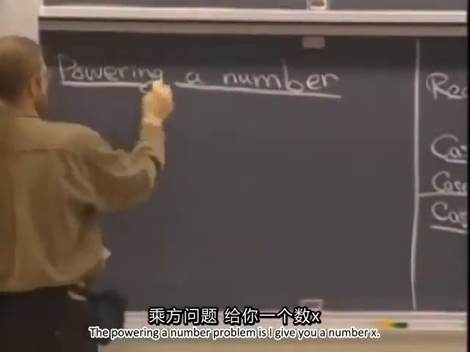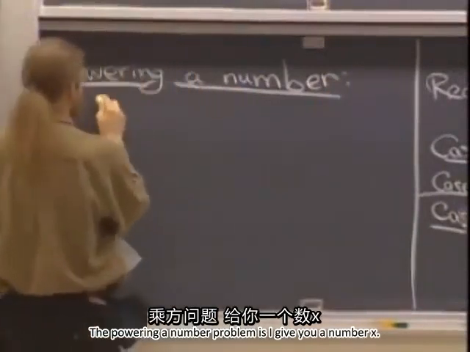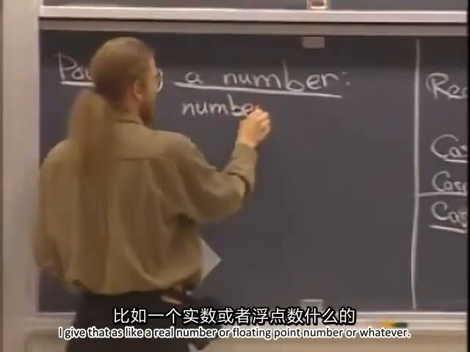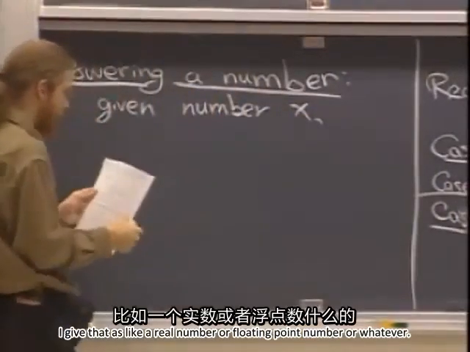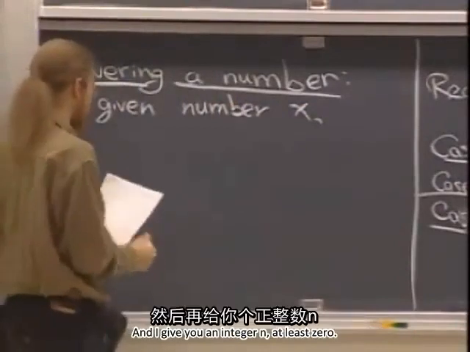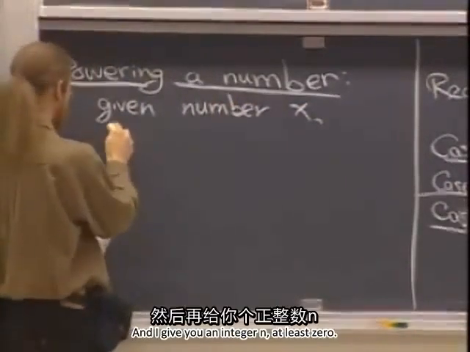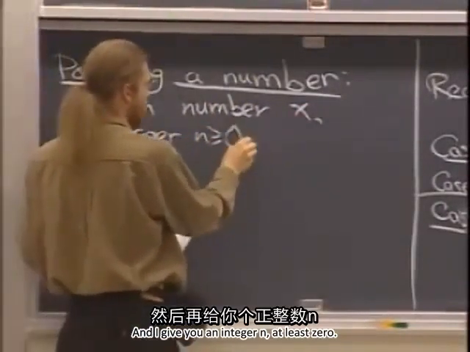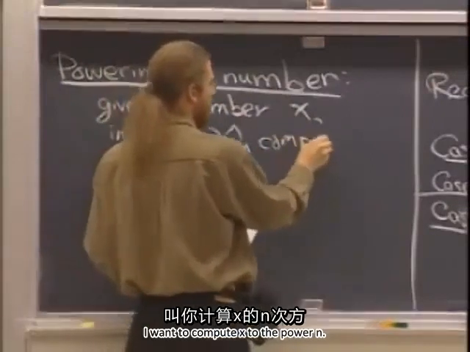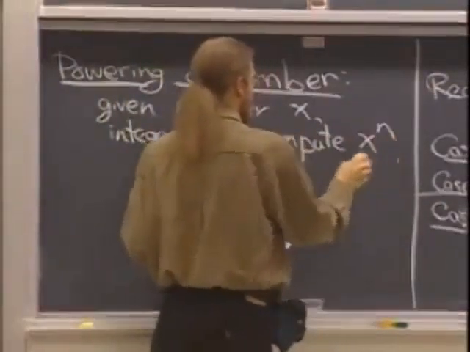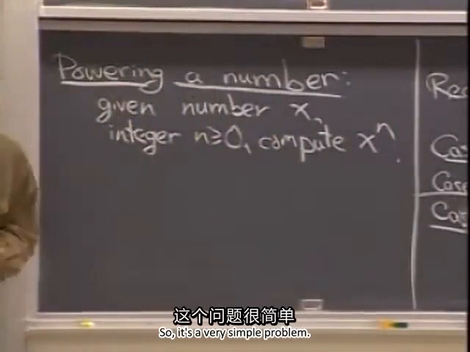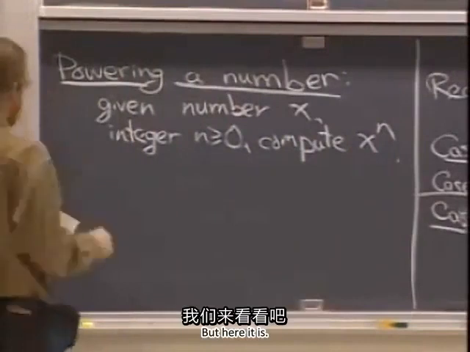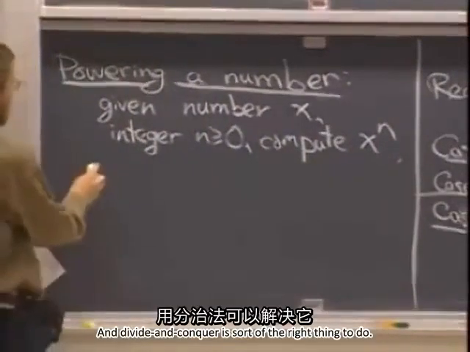So the powering a number problem is: I give you a number x. Think of that as a real number or floating point number, whatever. And I give you an integer n, at least 0. I want to compute x to the power n. It's a very simple problem. It's in some sense even easier than all of these. But here it is, and divide and conquer is sort of the right thing to do.